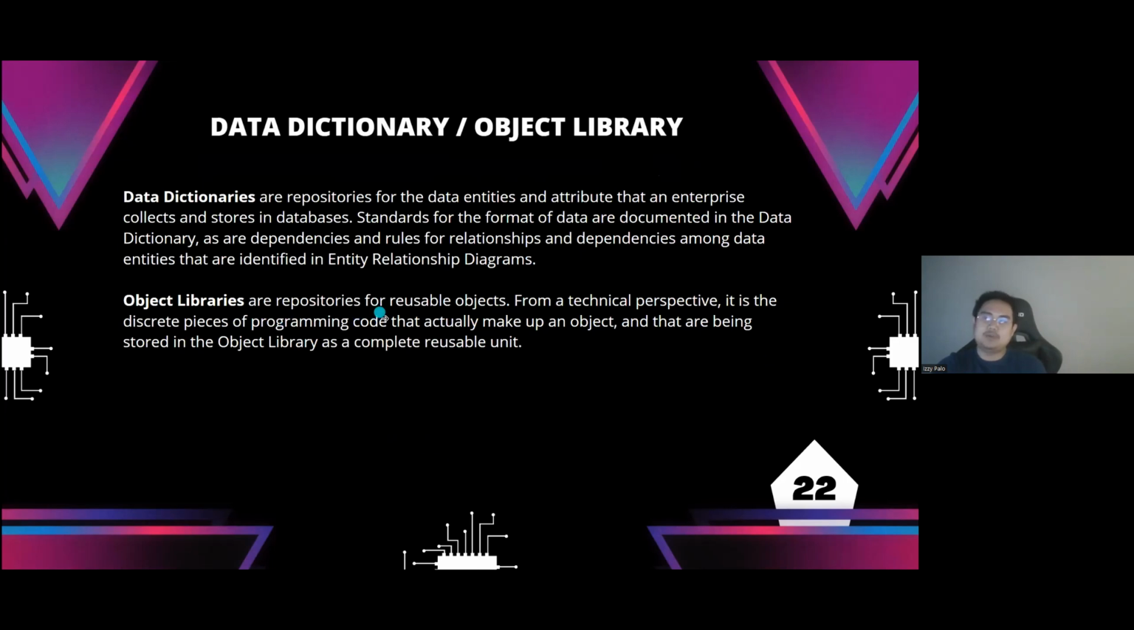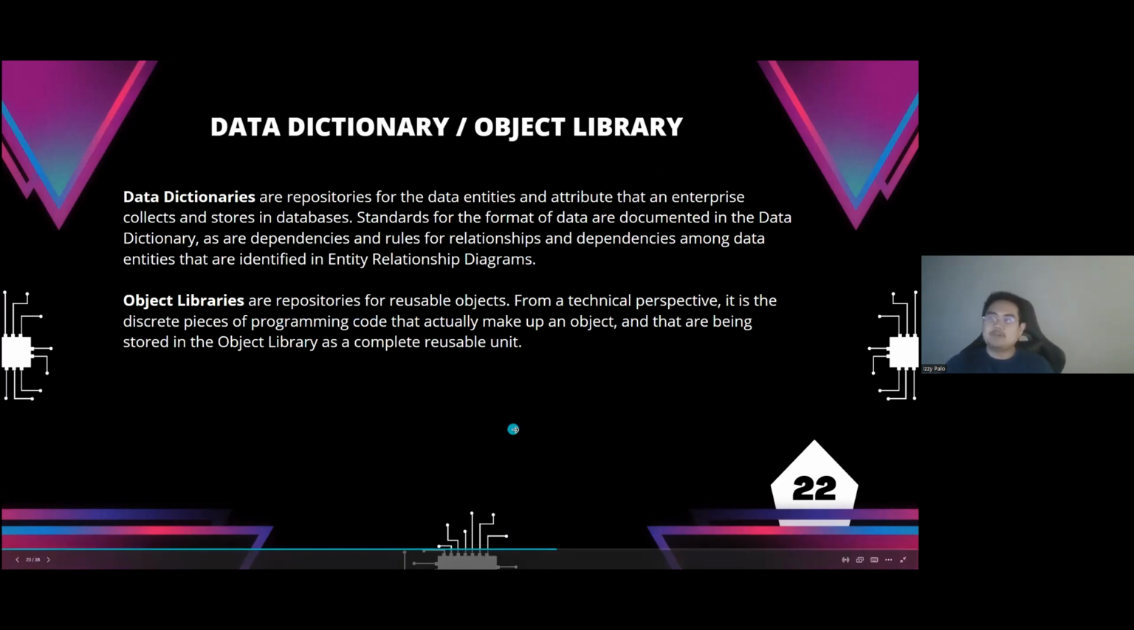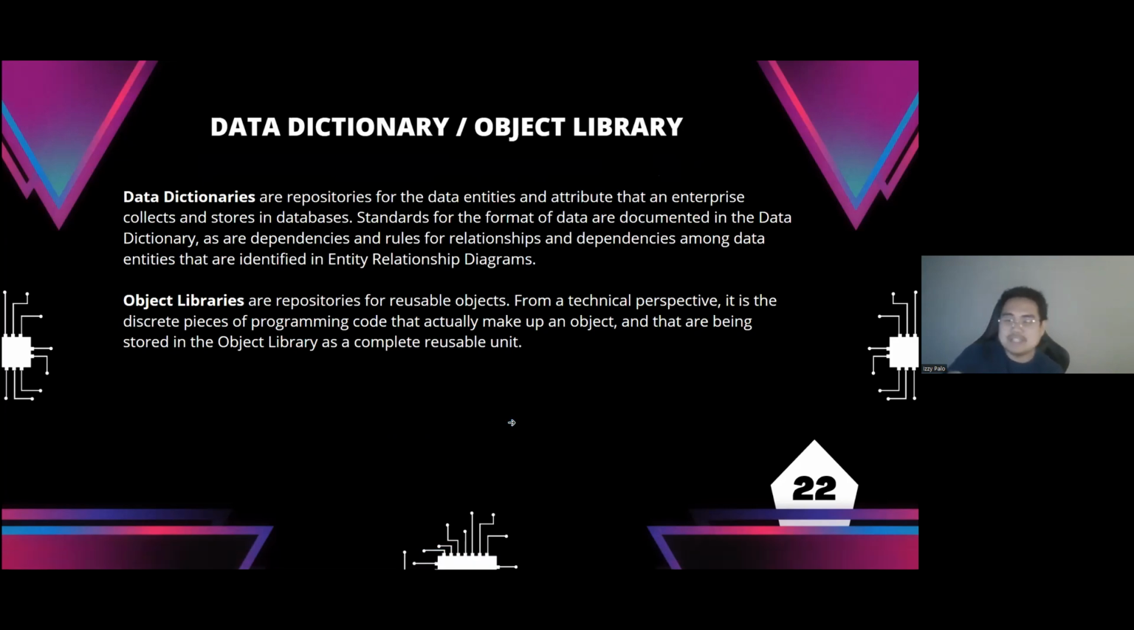Next is object libraries. These are repositories for reusable objects. From a technical perspective, they are the discrete pieces of programming code that actually make up an object, stored in the object library as a complete reusable unit. Object-oriented programming languages like Java and C++ develop code segments that are distinct in their identity and function, which are reusable and can be integrated in other applications. So it's a kind of listing of the objects and their data, so that we can reuse them on other systems or related objects within the system.